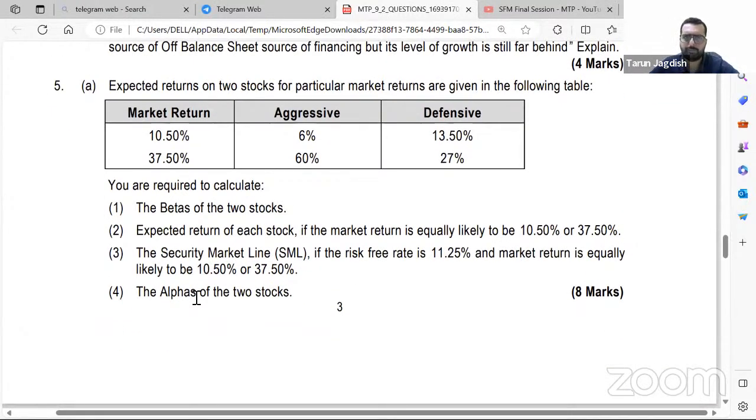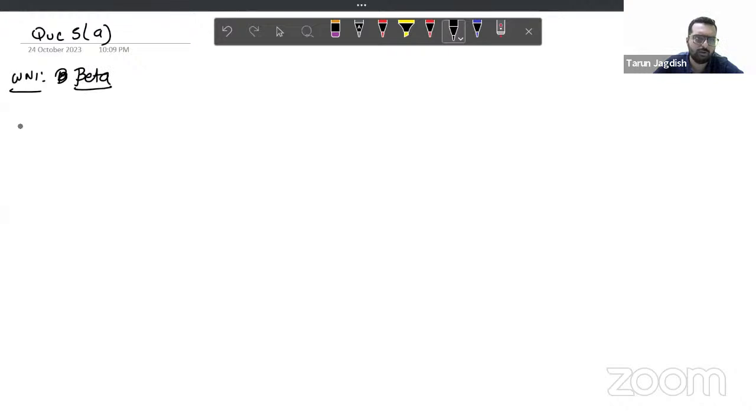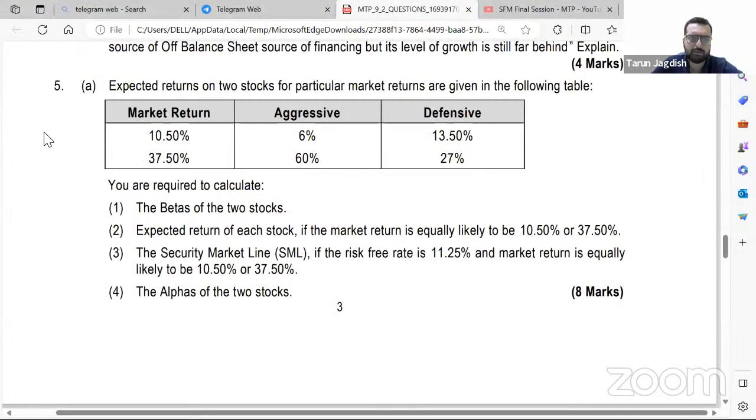I'll do this quickly, okay? Because we can solve it faster. Otherwise, I'll have to skip many questions of this MTP. Many are from our material itself. So working note number 1, we will write down beta. Okay. Point number A, they have given aggressive and defensive. I will do only for aggressive. Okay. Defensive will be exactly the same.